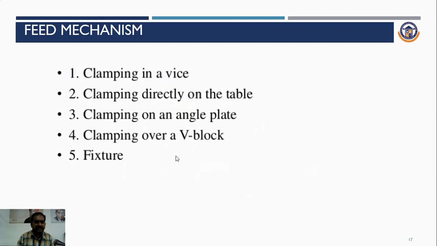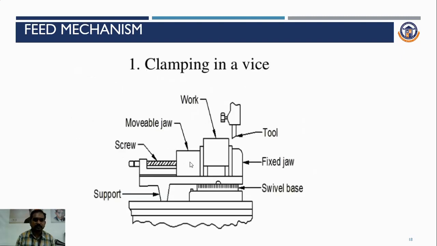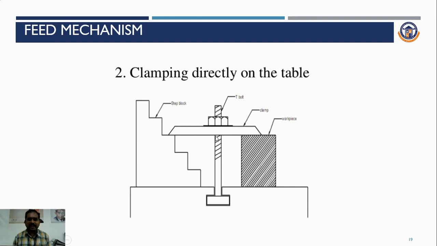Then the clamping devices: clamping in a vise, clamping directly on the table, clamping on an angle plate, clamping on a V block, and fixtures. Clamping in a vise: the workpiece will be clamped directly in the vise. The screw will be moved forward and the workpiece clamped properly. Then the operation will be done based upon the position.